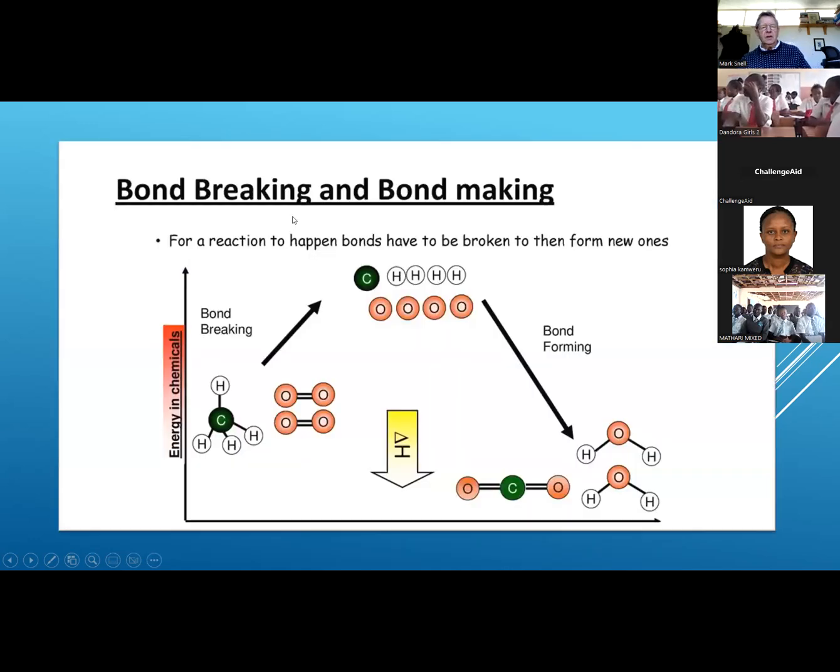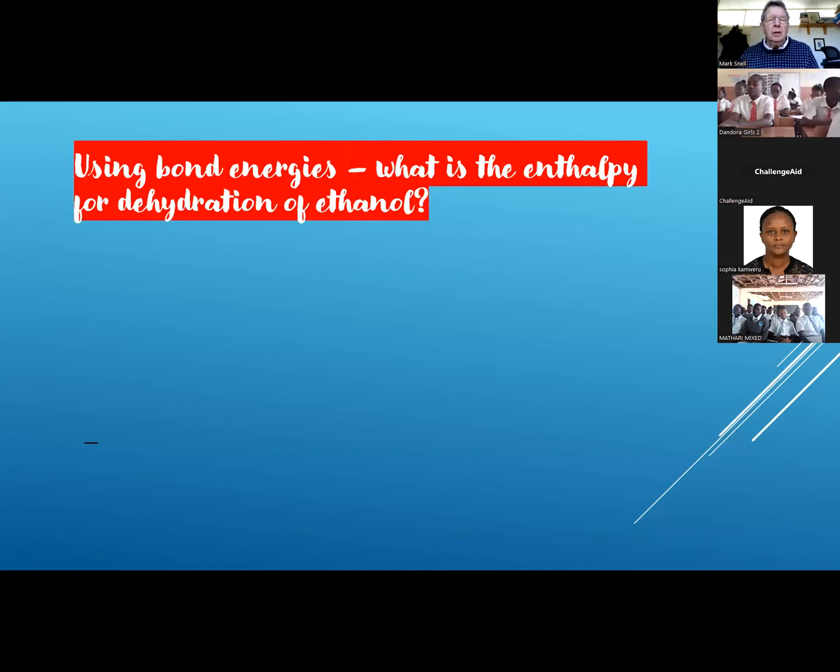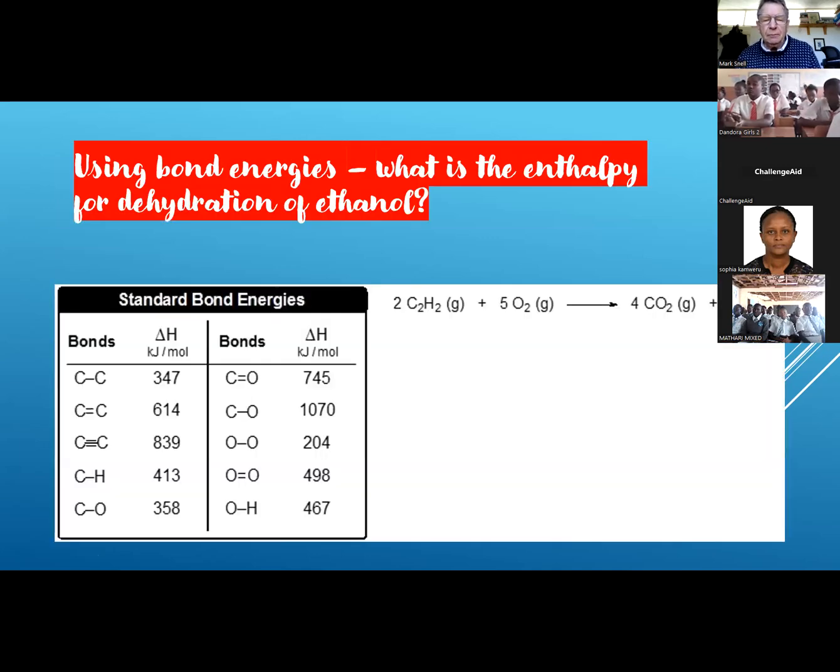Okay. Then we did bond breaking and bond making, and we came across the phrase bendo-mexo. When we break bonds, it is endothermic. When we make them, it is exothermic. Bendo-mexo. Try and remember it, bendo-mexo. Okay. We then did an example. We looked at an example.